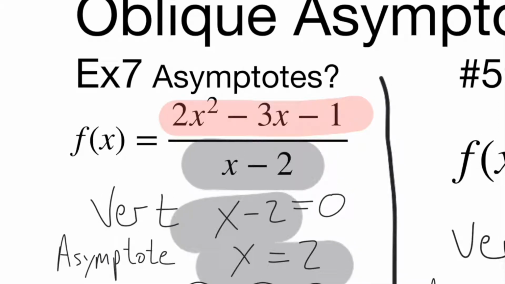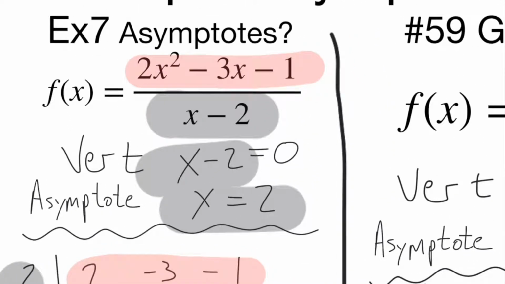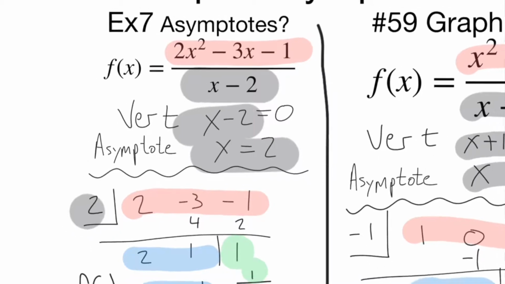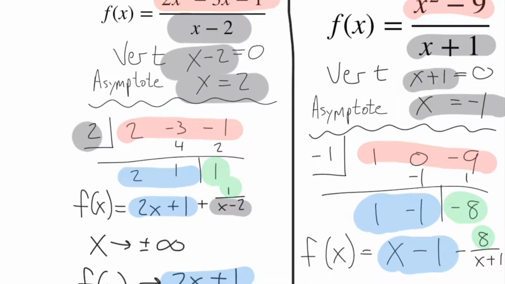Let's take a look at example 7. First of all, here it is, and let's ask about asymptotes. It's definitely going to have a vertical asymptote where the denominator is equal to 0. That's where x equals 2. Then let's factor 2x squared minus 3x minus 1. And actually, let's not factor. What we're going to do is divide. We're going to take this entire numerator divided by the entire denominator using synthetic division here. You can also use polynomial division, but I like synthetic division because there's less handwriting.